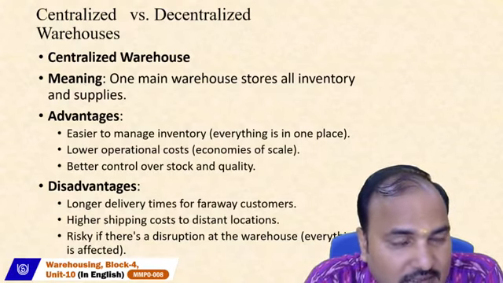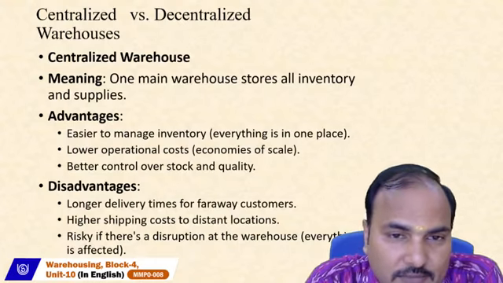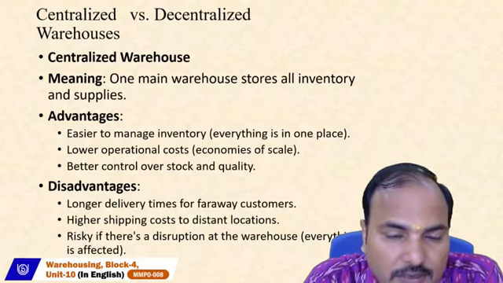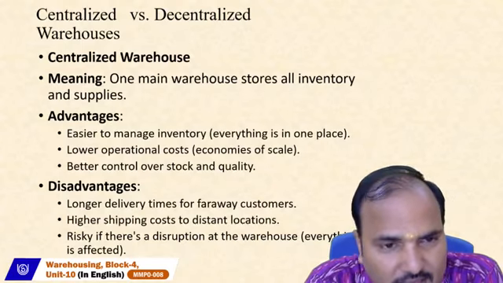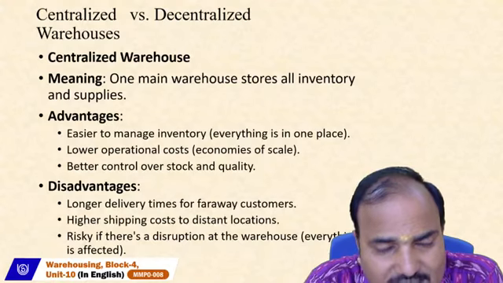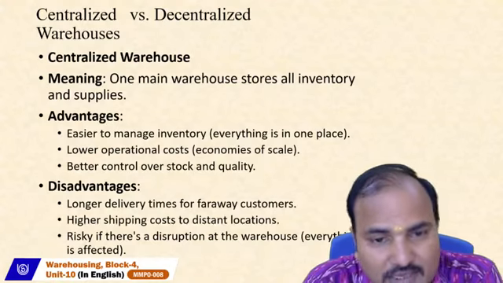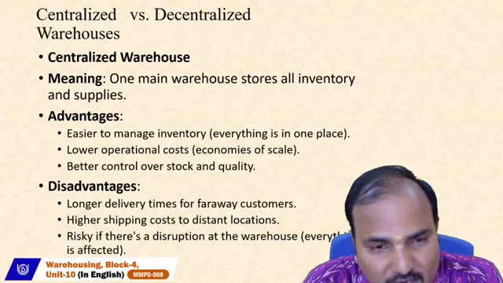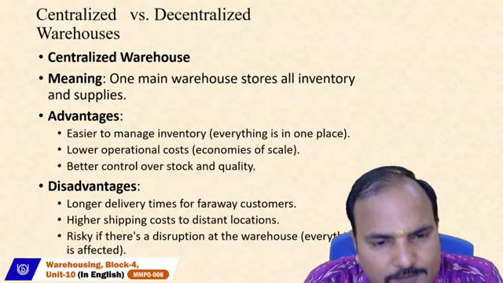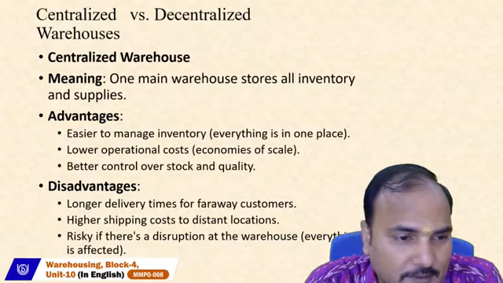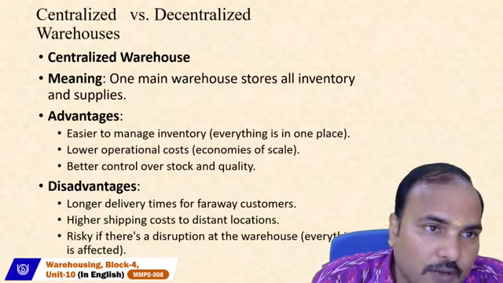Another disadvantage is higher shipping cost to distant locations, because for distant locations the shipping cost is high. It is also risky if there is a disruption at the warehouse, because everything is in one place. If a disruption occurs in that one place, everyone will be affected, and it is more risky. This is about the centralized warehouse.